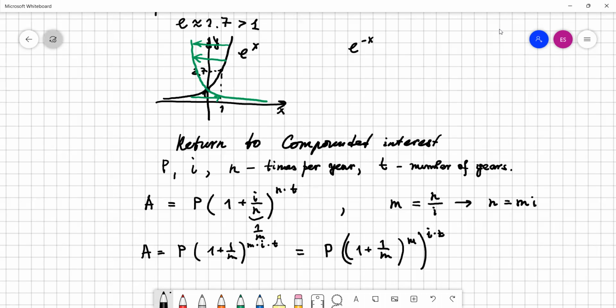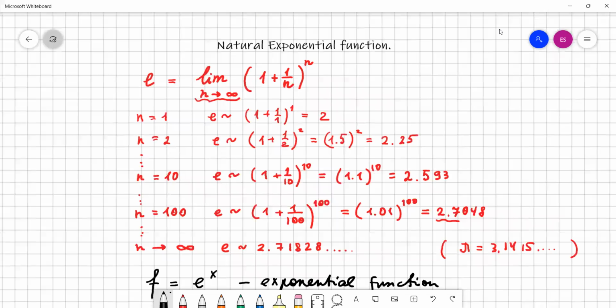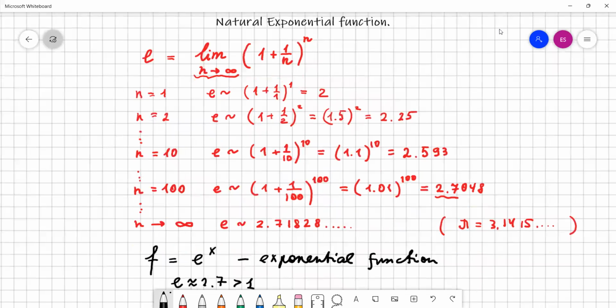Well, guys, what is going to happen when we compound interest not quarterly or annually or semi-annually, but every day or every second? Well, our m, the number of times we compound, which is n over I, will go to infinity if we bring n to infinity. But we remember that this expression, when m goes to infinity, is equal to the number e.